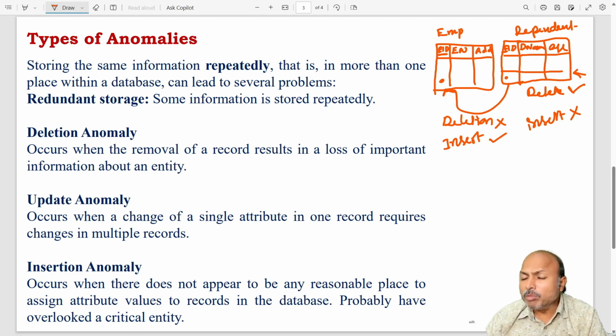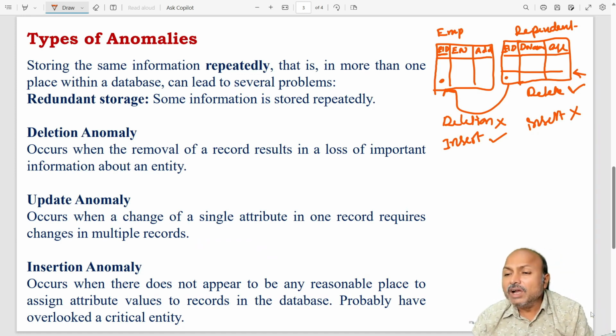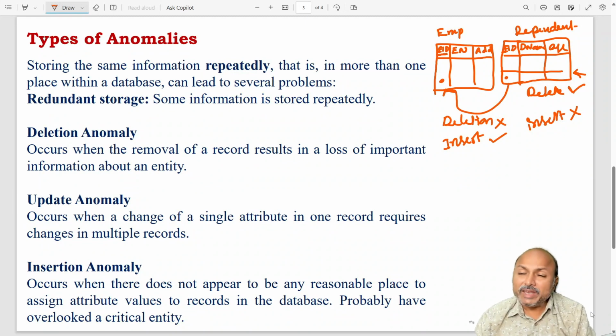Okay, that means the dependent table is called the referencing relation, whereas the employee table is called the referred relation. So that means what happens? In the referencing relation, deletion is acceptable, but insertion is not acceptable. In the case of the referred relation, deletion is not acceptable and insertion is acceptable. Whereas for the case of update anomaly, we need to update in many tables. Many records need to be updated.